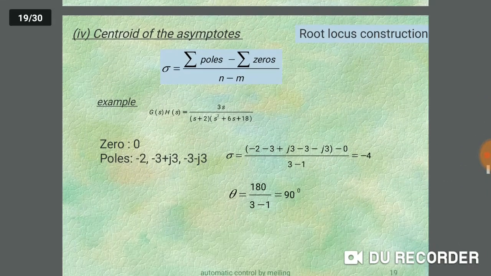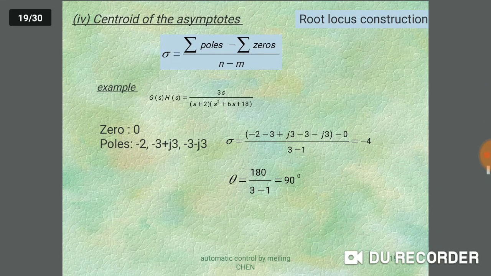Then, as we discussed in the steps, we have to calculate the centroid of the asymptotes, denoted by sigma. We will discuss this with the help of an example. G(s)H(s) equals 3s divided by s plus 2 into bracket s squared plus 6s plus 18. Then we calculate how many zeros and how many poles there are. How many zeros are there? One zero. How many poles are there? Three poles. Then we consider the formula for finding the centroid.